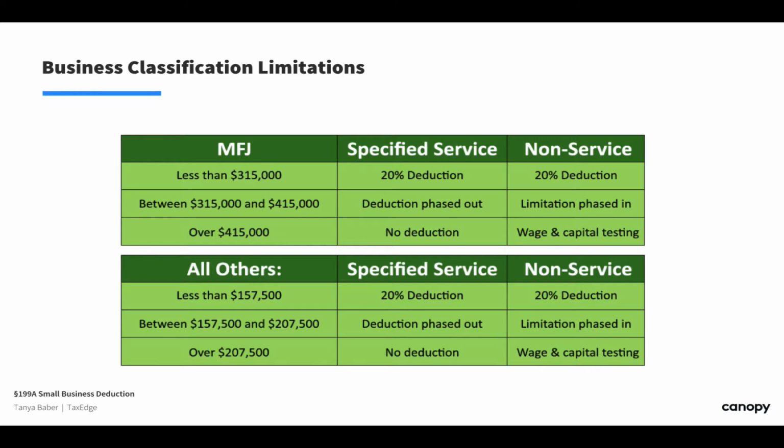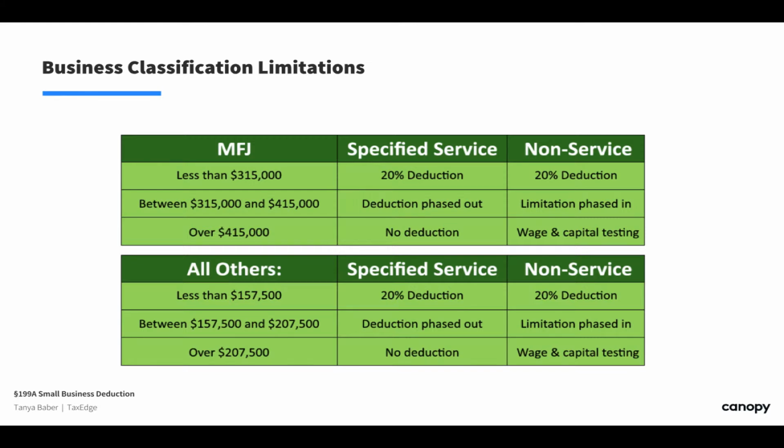If you're over the highest point of that income threshold, $415,000 for married filing joint, and you're a specified service trade or business, plain and simple, there is no deduction. If you are not in that category, you have to do some additional math called wage and capital testing. So these are the thresholds. You'll be able to refer back to this later, but I just wanted to put that out there initially so you get acquainted with some of that.